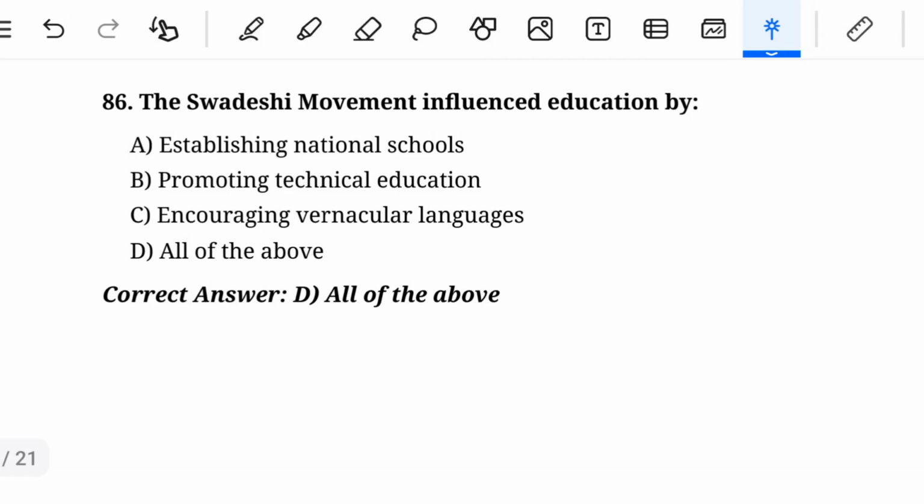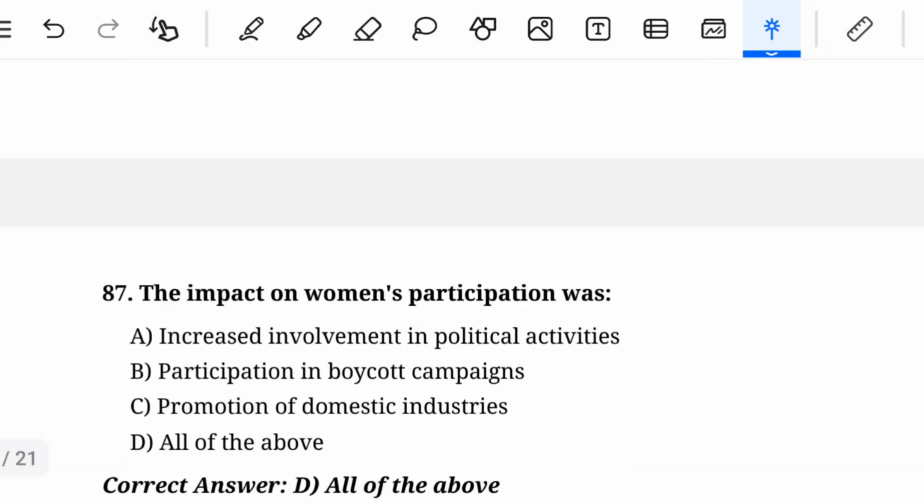86. The Swadeshi movement influenced education by: A. Establishing national schools. B. Promoting technical education. C. Encouraging vernacular languages. D. All of the above. Correct answer: D. All of the above.